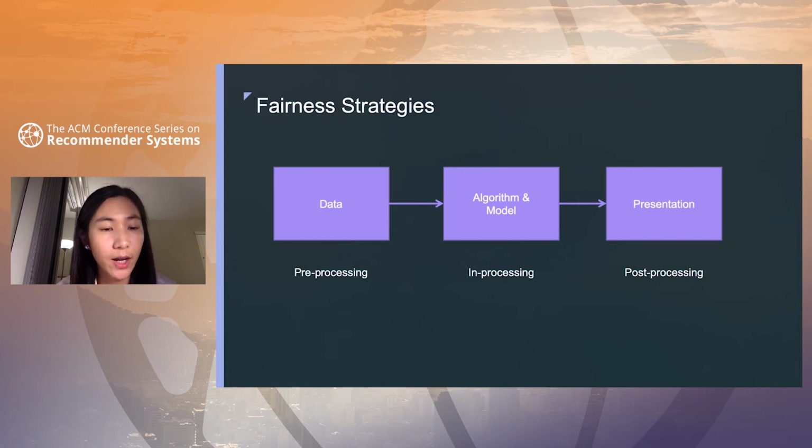And the second category is the in-processing strategy, which is when we learn the model, when we have the algorithm training during the training phase of the algorithm, we're doing some processing to reduce the bias. And finally, the post-processing is that after the model has been learned, before we're presenting the results, we're delivering the results, we want to do some processing to remove the bias and further enhance the fairness.